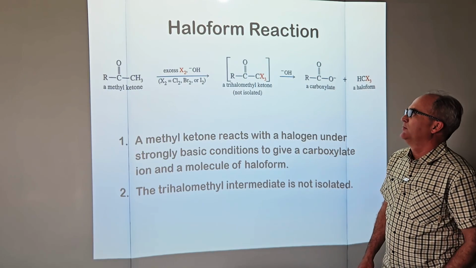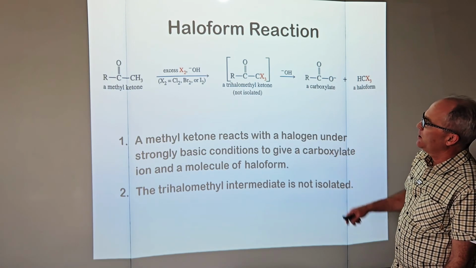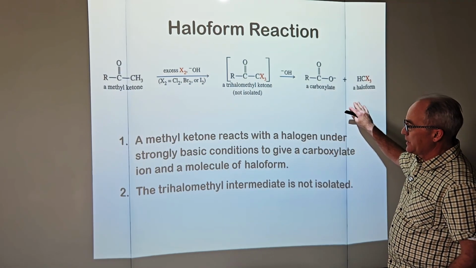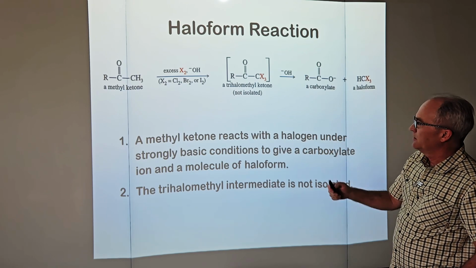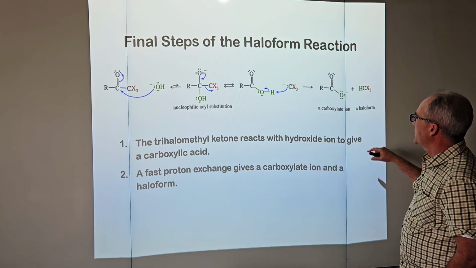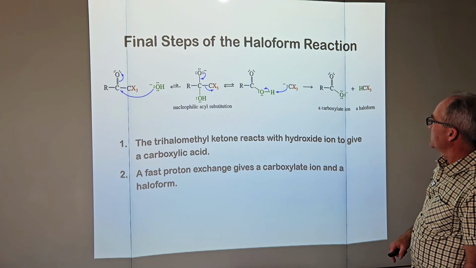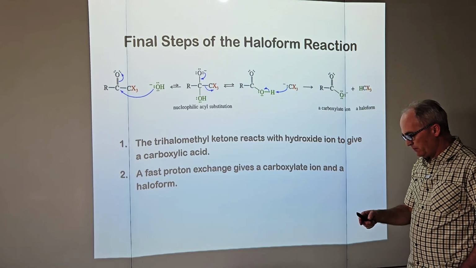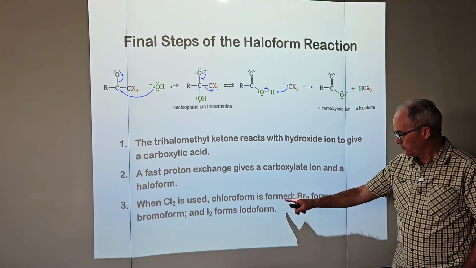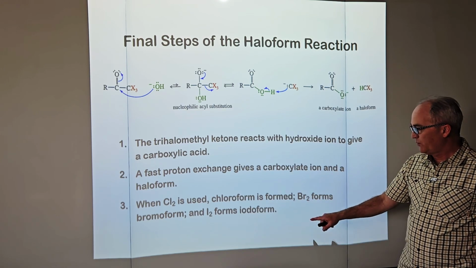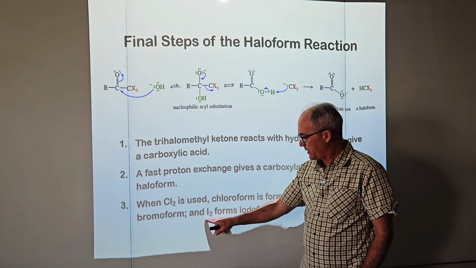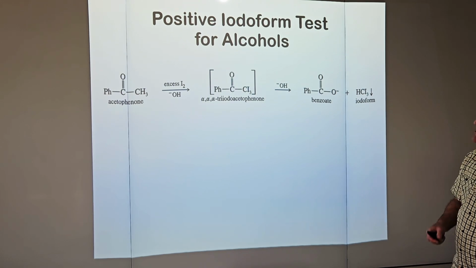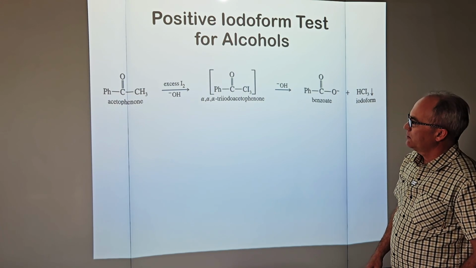A few days ago, we ended talking about the haloform reaction, and I said that this can be used as a test where this thing eventually falls off and you get a carboxylic ion and a haloform. I talked about chloroform, bromoform. So here's the chloroform, the bromoform. And what's going to be new today is this iodoform, which is a positive test for some alcohols.